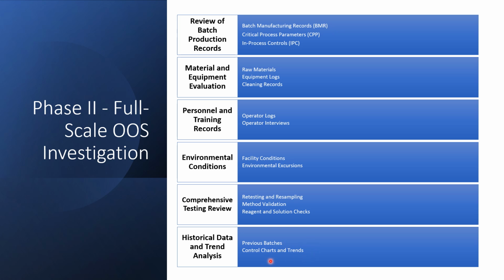Next is control chart and trends. Use the control chart and trends to visualize the process stability and detect any patterns that might explain the OOS result. So all these things you can include in the Phase 2 OOS investigation.